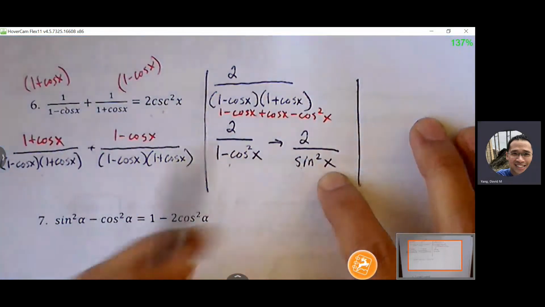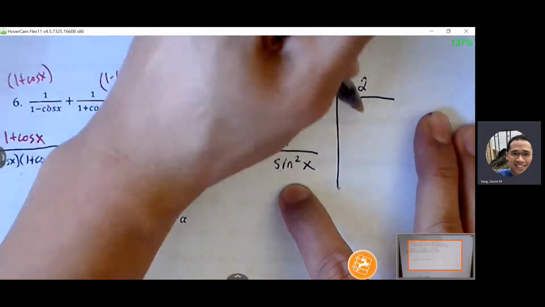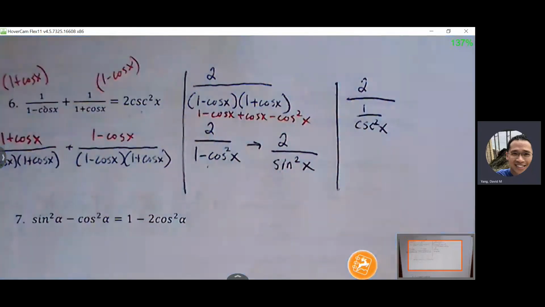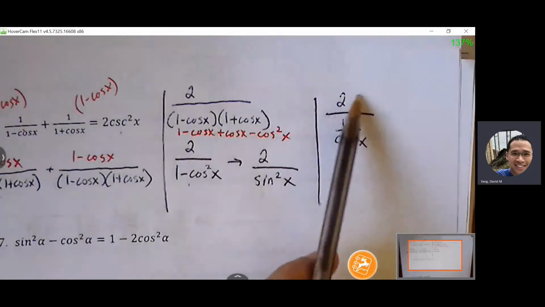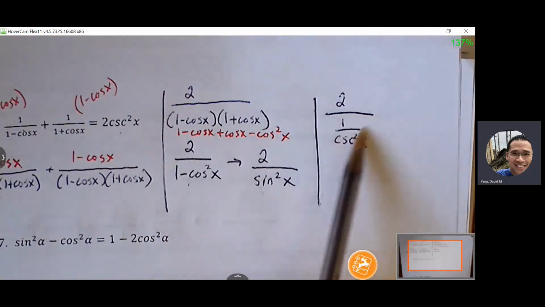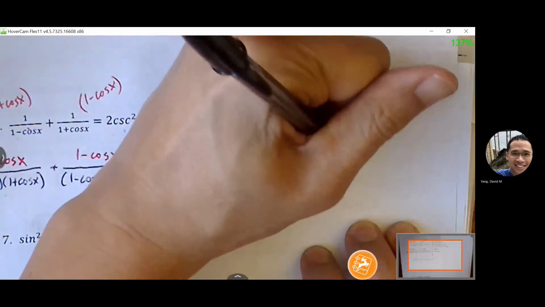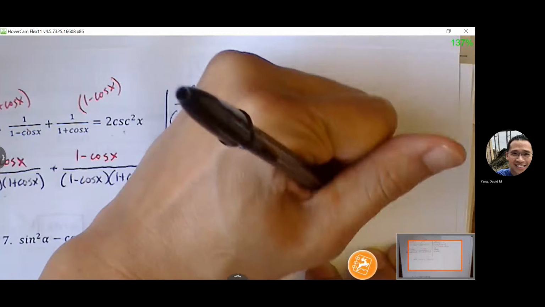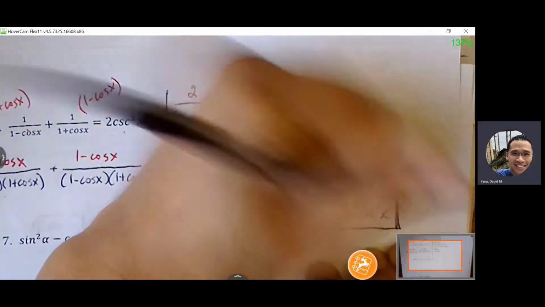So if you want to see the full steps here, maybe I can just write it this way. If you think of it as 2 over 1 over cosecant squared x, you know that sine squared is 1 over cosecant squared x, and then just think of it as, okay, I'm just multiplying by the reciprocal. You can think of it this way as well, if that helps you see the relationship a little better.